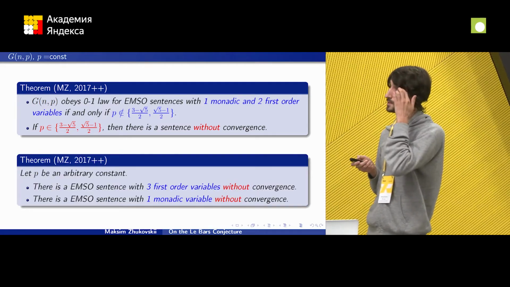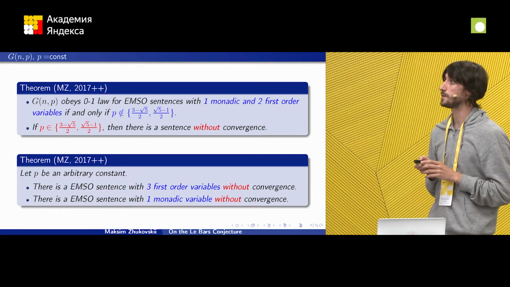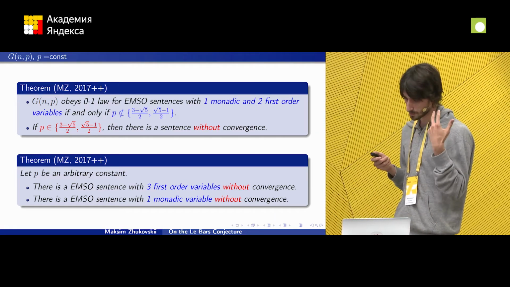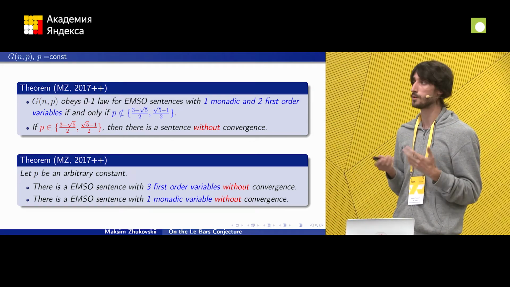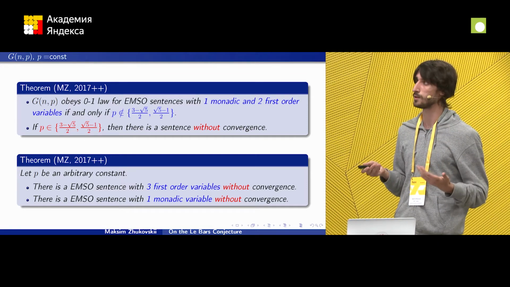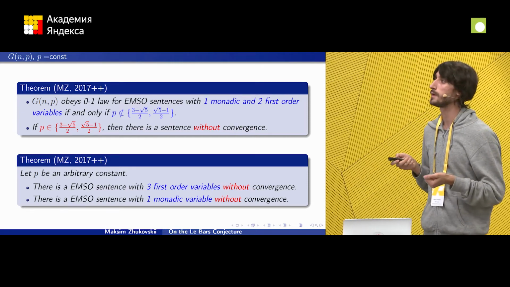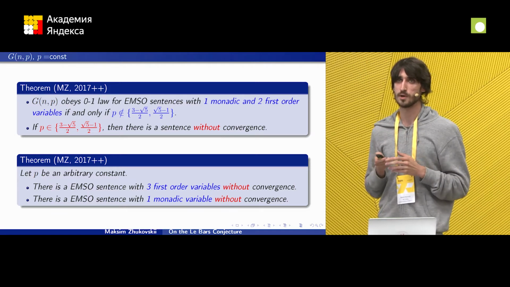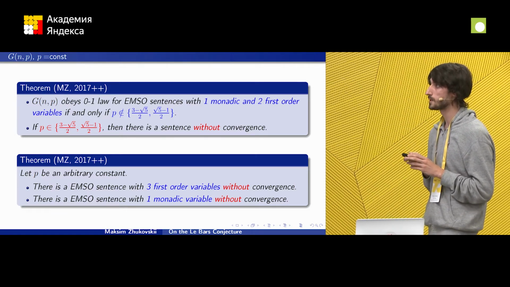And the second result is that if P is an arbitrary constant, then I can prove that there is no convergence: there is a sentence with only 3 first order variables without convergence. So the only question we have is, is there a 0,1 law for 2 variables or not? For 3 there is no convergence. And I also can construct a sentence with only one monadic variable and without convergence. But in this case, I have much more first order variables.